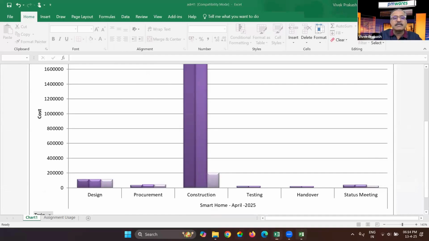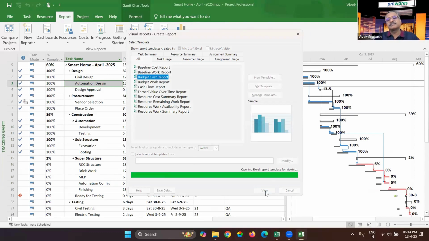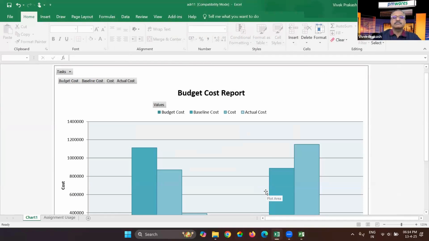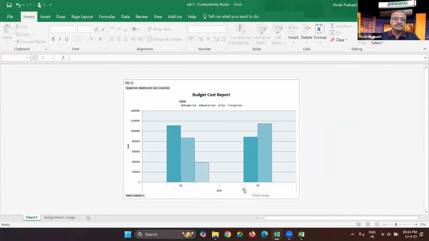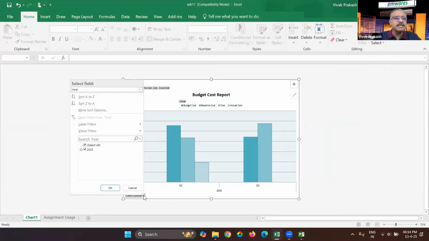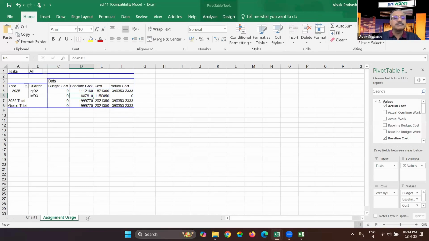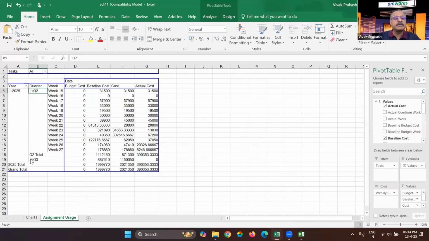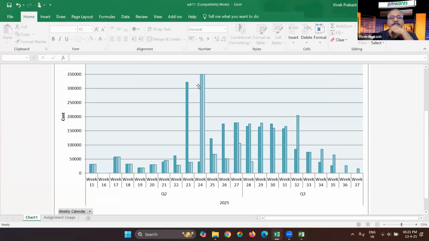If you go here and look at the budget report, it shows data over time. Budget is generally over time. So the budget report shows time, Q2, Q3. Let me make it month, quarter 1, quarter 2. Now we can go to the assignment usage. Here it is Q1, Q2, Q3, and I will make it weekly. Now it is looking better.